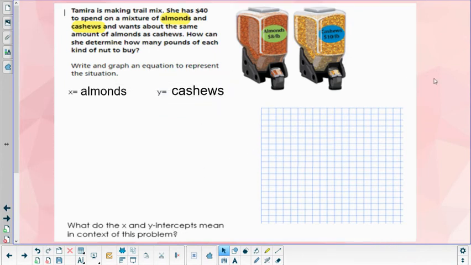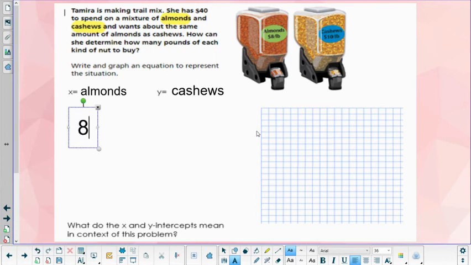Okay. So she wants to spend $40 and it doesn't tell us over here the value, but over in the picture it does. So how much does it cost for a pound of almonds? Well, it costs $8 per pound. So we're going to say 8x. And I see "and" in the problem, so we're going to go ahead and put a plus sign there. Because it's almonds and cashews we need to add. And then cashews cost $10 per pound. So I'm going to say 10y. And the total that she wants to spend is $40.